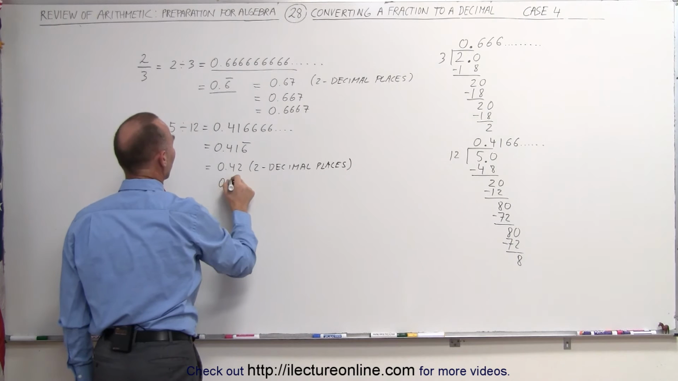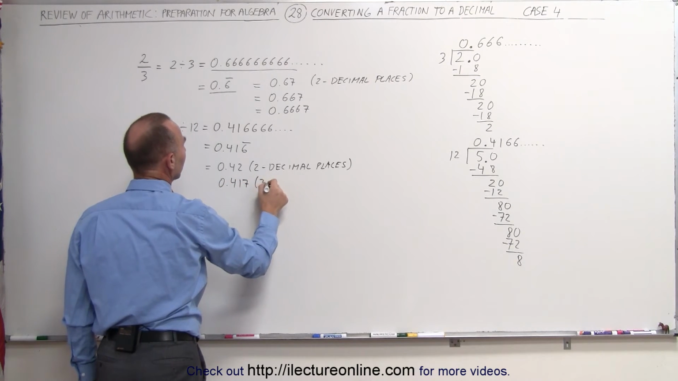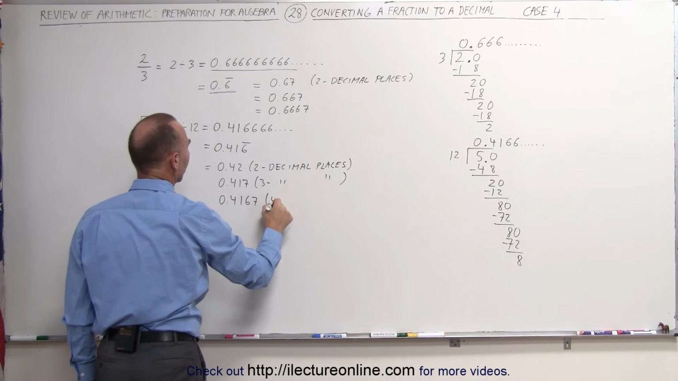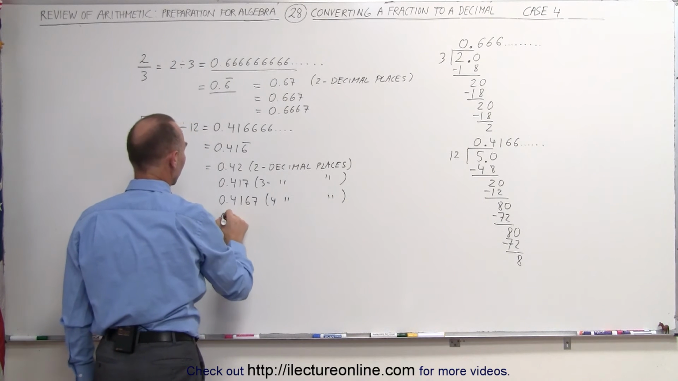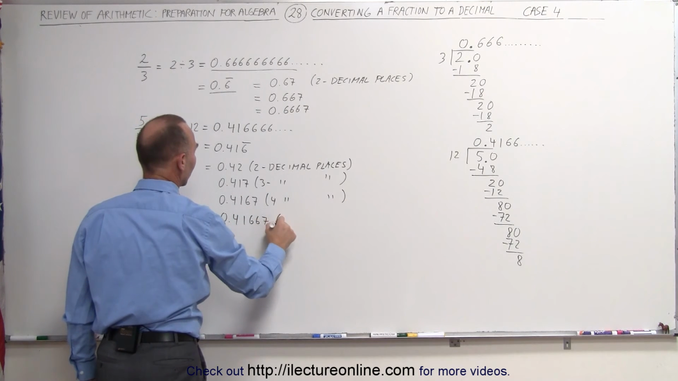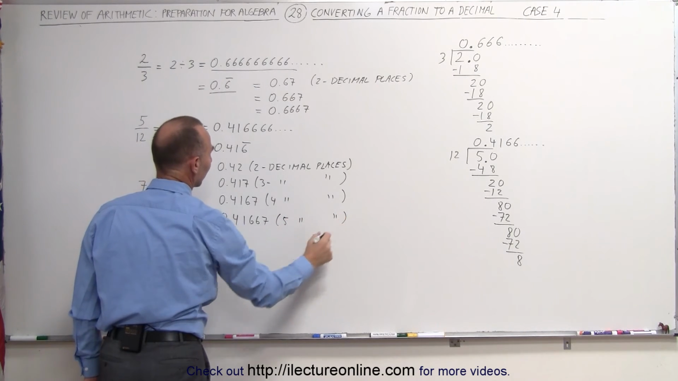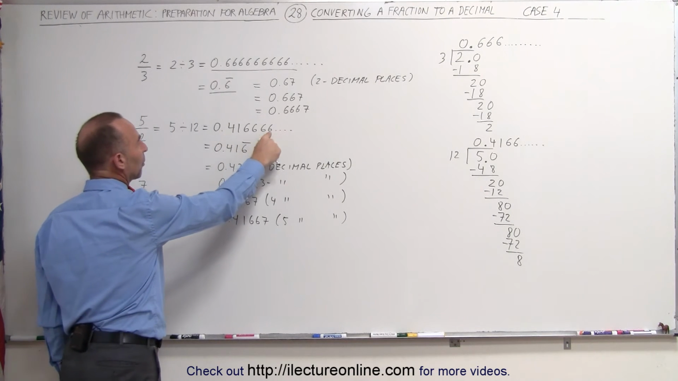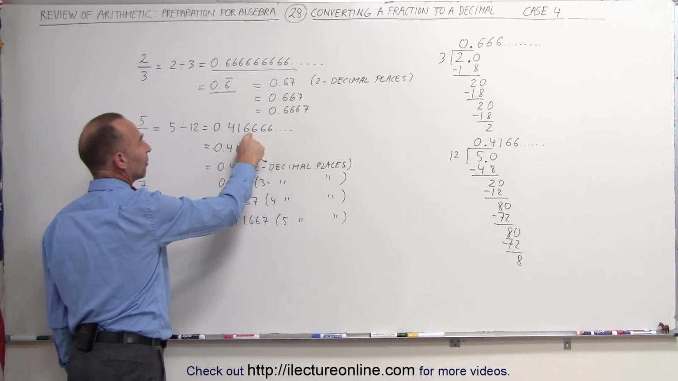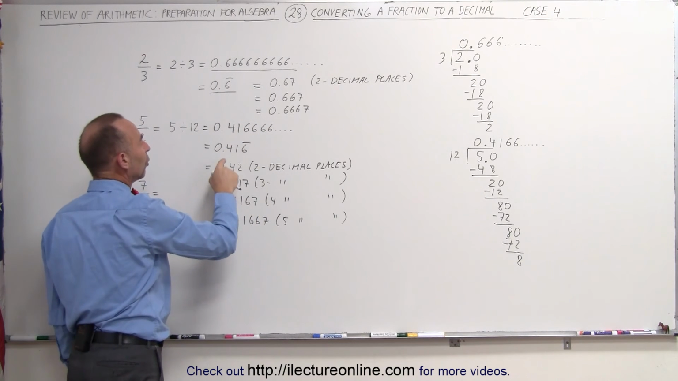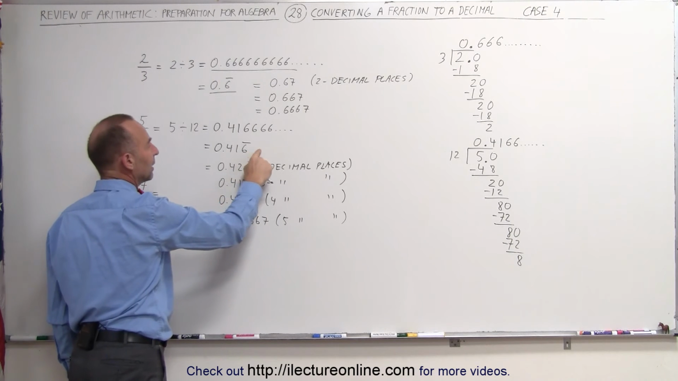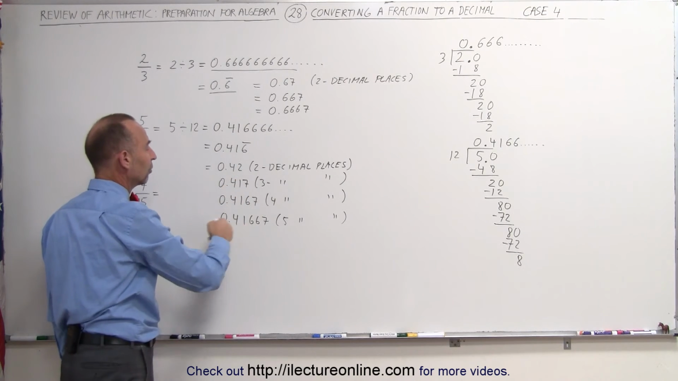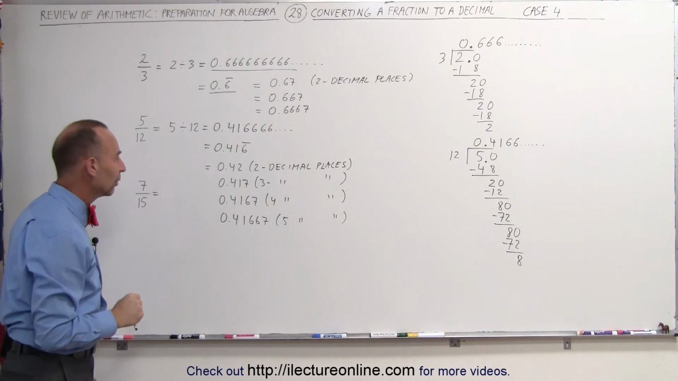Or you can write this as 0.417 to 3 decimal places. Or you can write this as 0.4167 to 4 decimal places. Or you can write this as 0.41667 to 5 decimal places. Depending upon how you want to write it, there's a number of ways in which it can be done. This is a proper way to write it. You don't need to write that many 6's. You can simply say 0.4166 and then just dot, dot, dot, or 0.416 with a line on top, indicating this is going to continue forever, or you can round it off to 2, 3, 4, or 5 decimal places. That's the proper way to deal with it.